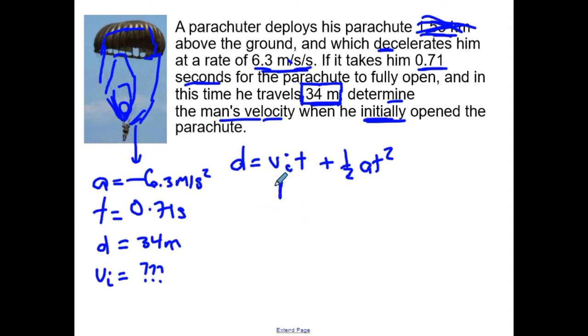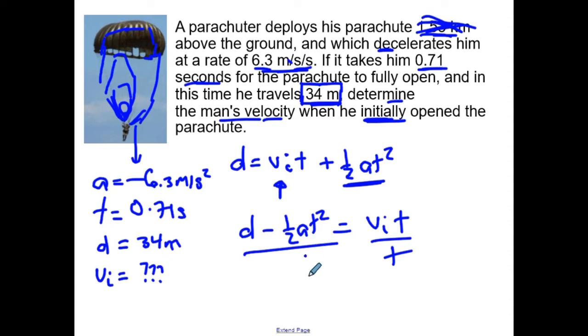Here's another way you can do this. Since you know that you're isolating for VI, what you could do is take your formula and take D and subtract 1/2 AT squared. What I've really done is the same thing: I've taken this whole term over here and I'm subtracting it from the right side to the left. And then you can divide both sides by T. And you could just make yourself a brand new formula for VI.